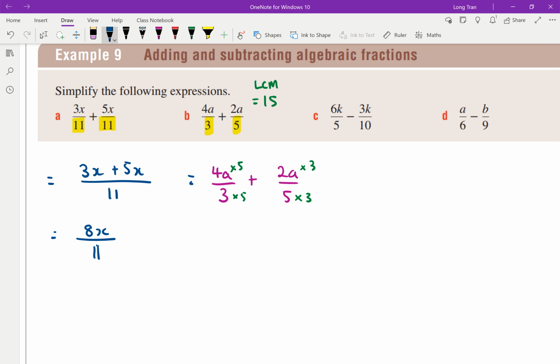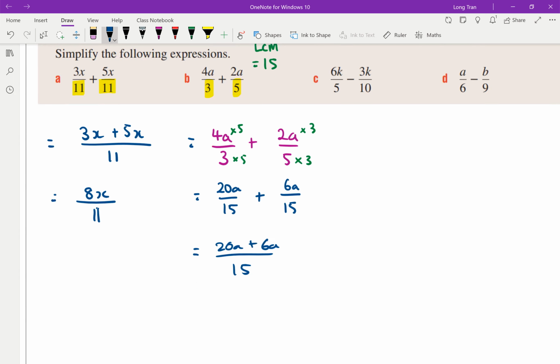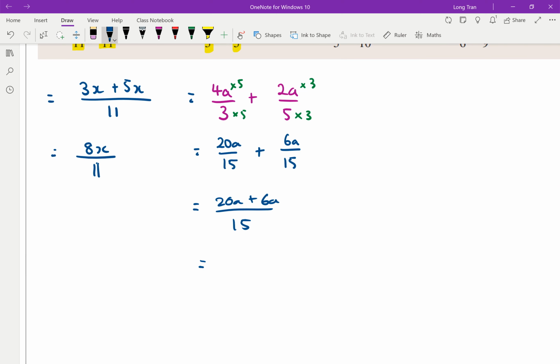So here we go. We've got 3 times 5 is 15. 5 times 3 is 15. 2a times 3 is 6a. And 4a times 5 is 20a. Okay, and together, how many 15s do we have? We've got 20 of these a's plus 6 of these a's. And together that gives me 26 a's over 15.